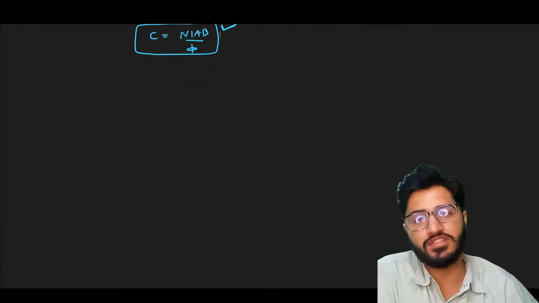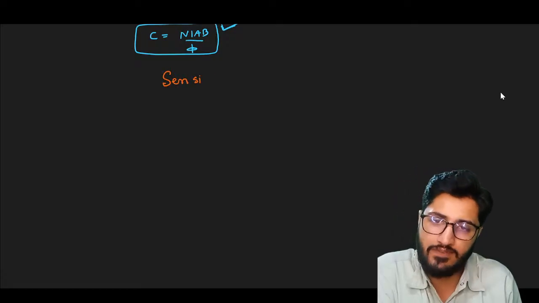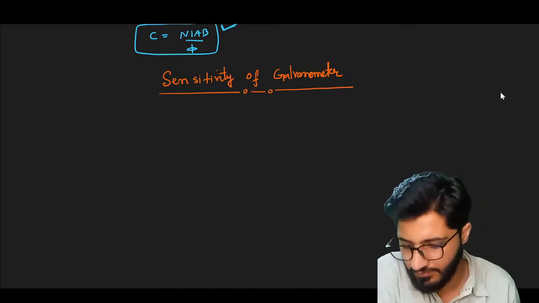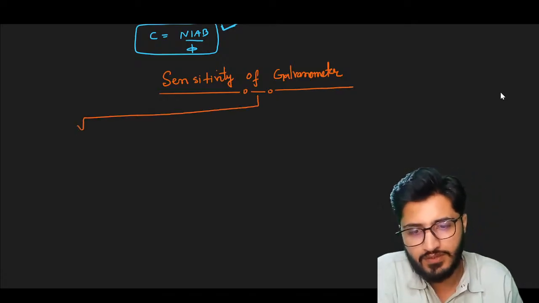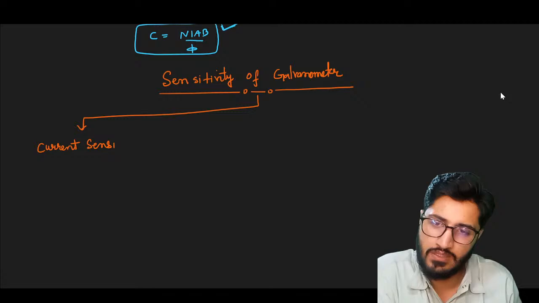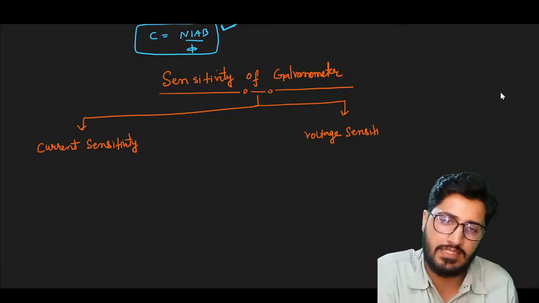Now, after this, we have sensitiveness or sensitivity of galvanometer. Sensitivity of galvanometer. First is current sensitivity. Second one is voltage sensitivity.